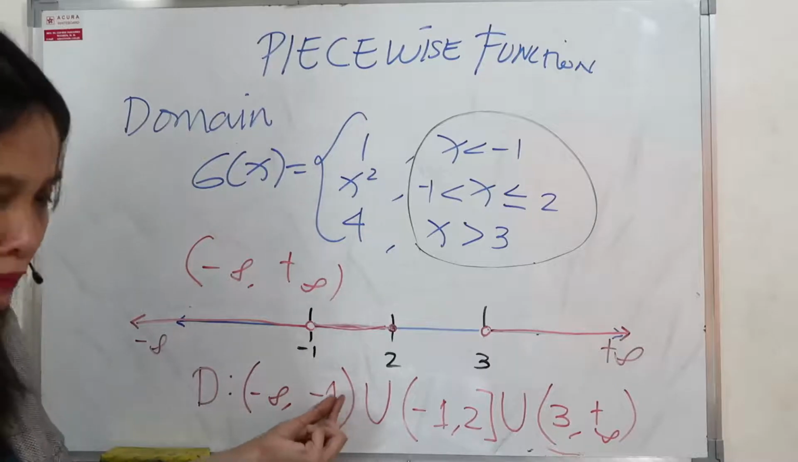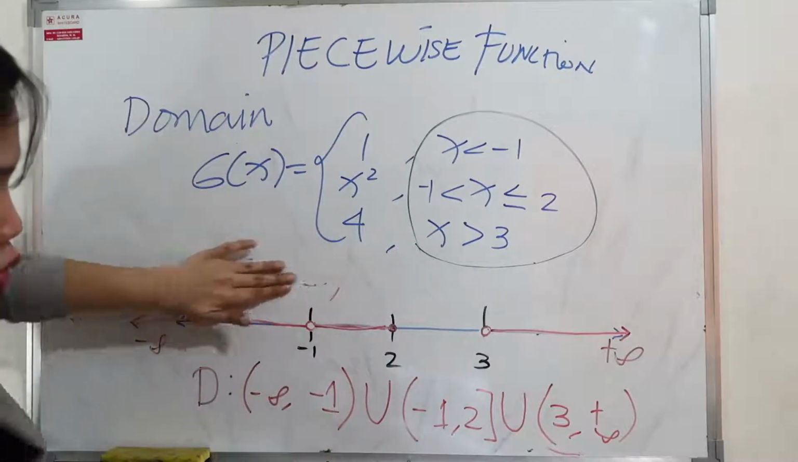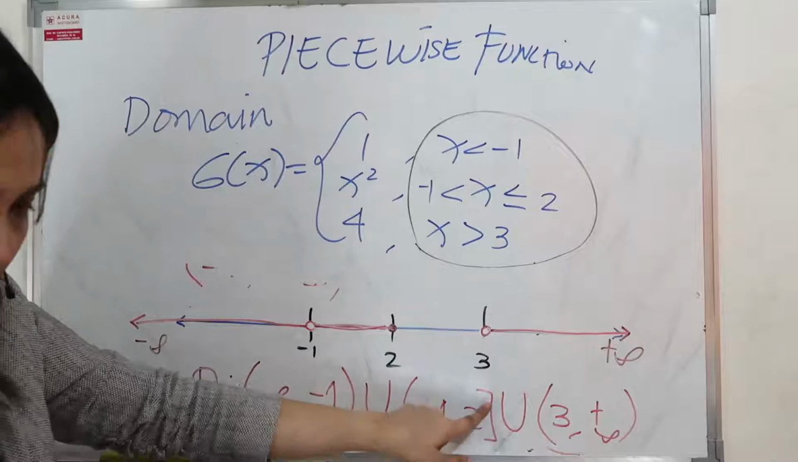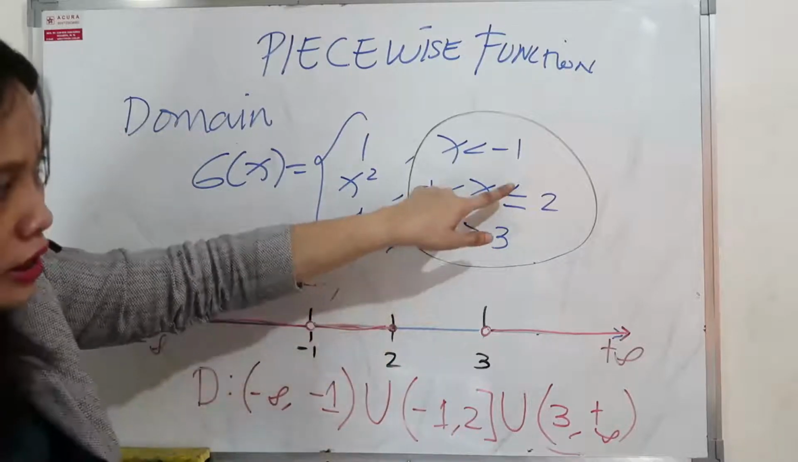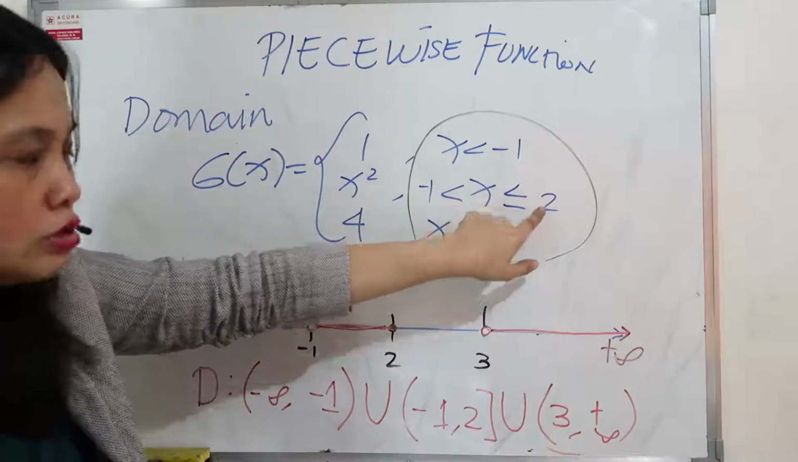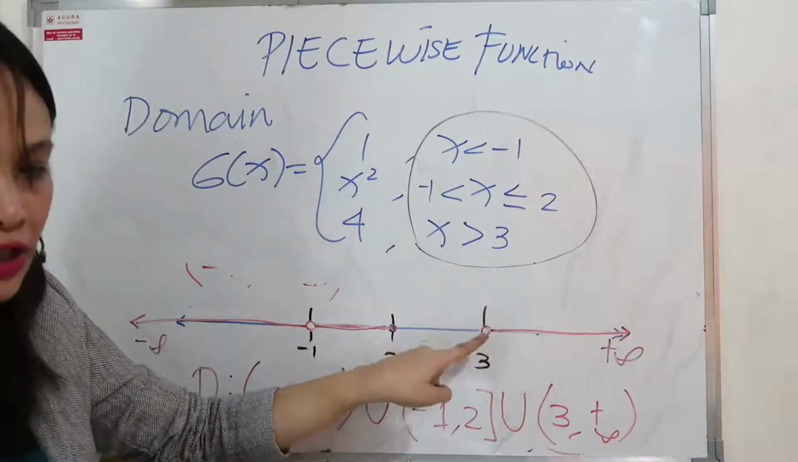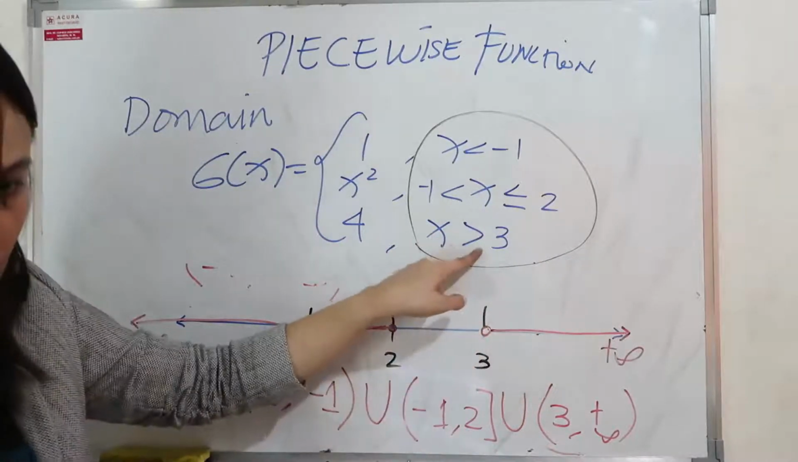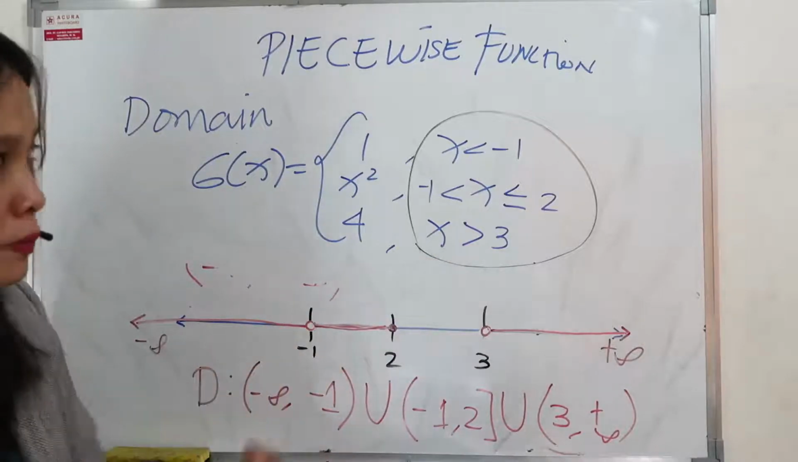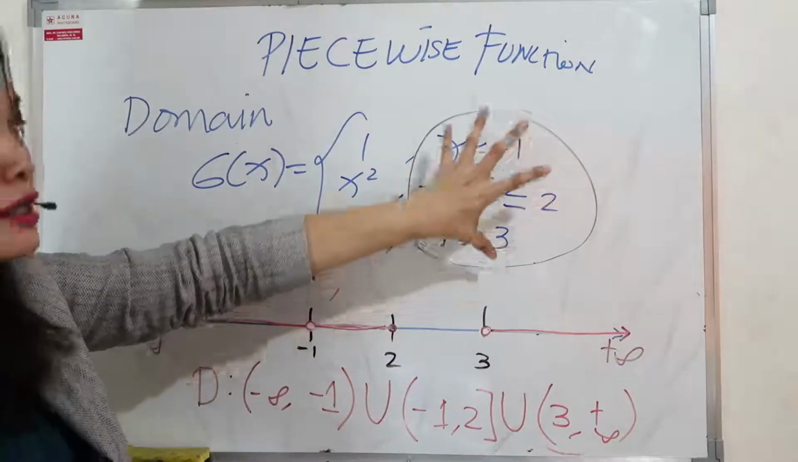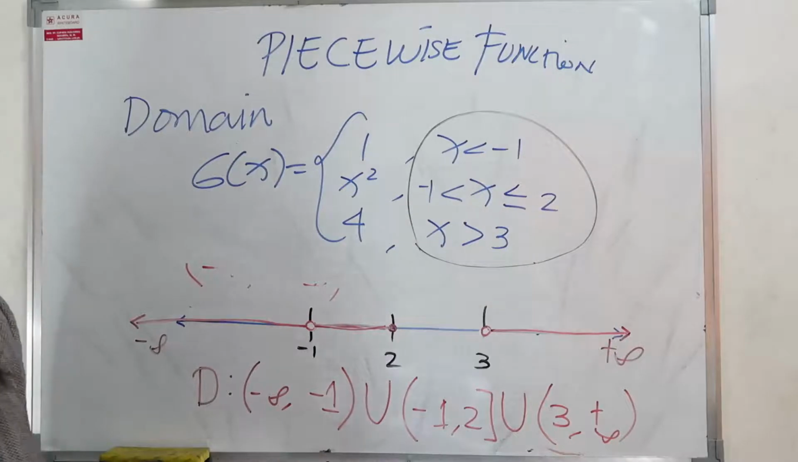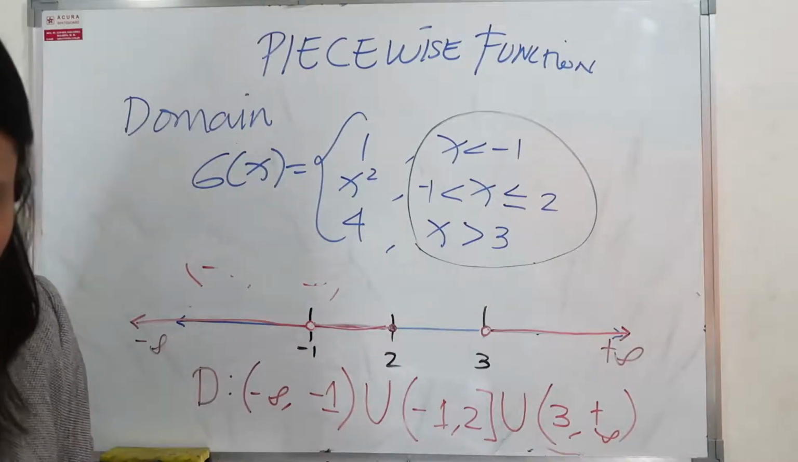That's why we put a parenthesis. And then the other one is negative 1 to 2 with a bracket because 2 is included. That's according to the condition, less than or equal to 2. Okay? And then 3 to positive infinity. Same thing, 3 is not included based on the condition. So again, in determining the domain of a piecewise function, you need to inspect or examine the given condition. Okay? Is it clear, people?